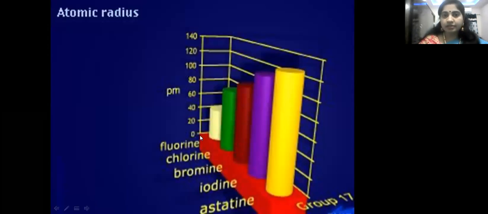Next, you can see in this figure, children. So fluorine to astatine, if you consider, atomic size increases from top to bottom. If you move, the number of shells increases. As the number of shells increases, atomic size also increases. Fluorine has a very small size when compared with astatine, is it not? So top to bottom, if you move, then what happens in a group? Atomic size increases because the number of shells increases, right? So this is about atomic radius.